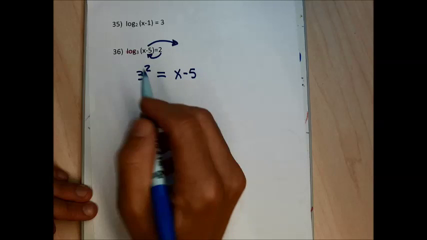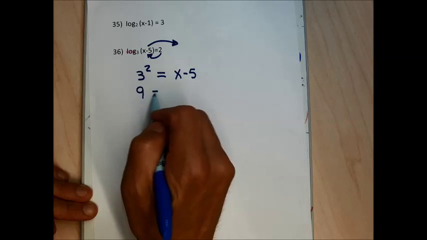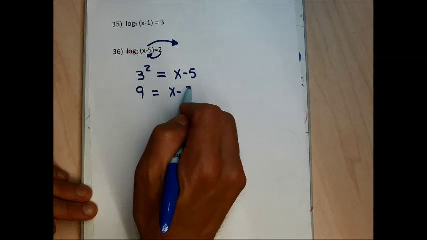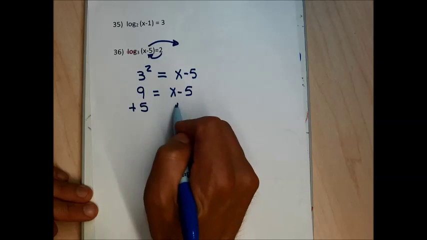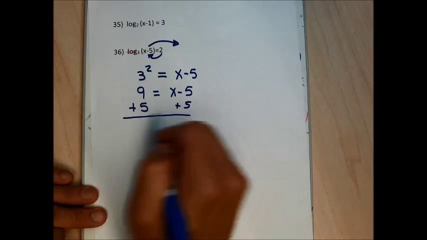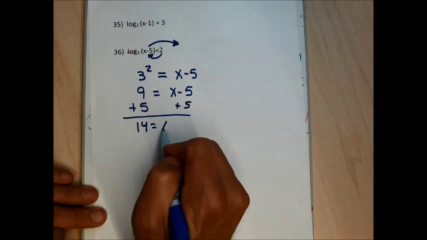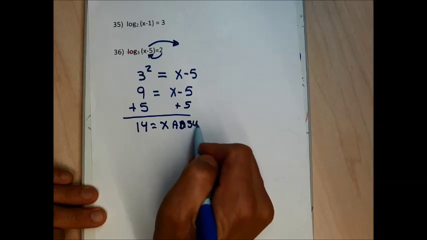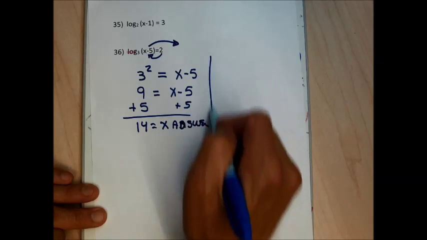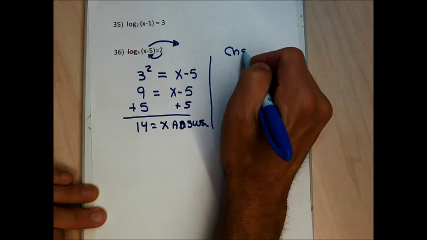On the left-hand side, that 3 squared is equal to 9. So this gives me 9 equal to x minus 5. And then I'm going to add 5 to both sides. And for my answer, I'm going to get 14 equal to x. I should check, because it's so quick to check.